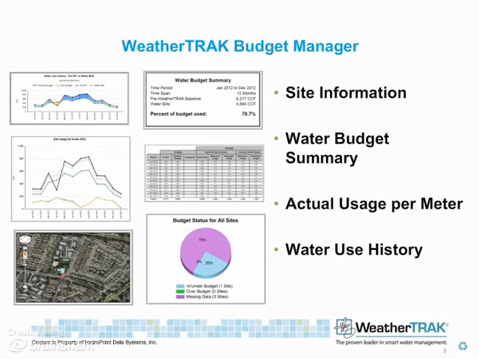As you can see from these examples that have been borrowed from our Budget Manager reports, this is a tool that will help our water managers speak to their customers by providing site-specific information, highlight where issues exist with the water budget summary, prove the accuracy and diligence of the reporting by providing actual usage per meter, and analyze water use history by comparing multiple metrics like water bills, budgets, or controller usage information to give a well-rounded perspective on water use for one site specifically or for an entire account of sites that each has their own unique water budgeting needs.